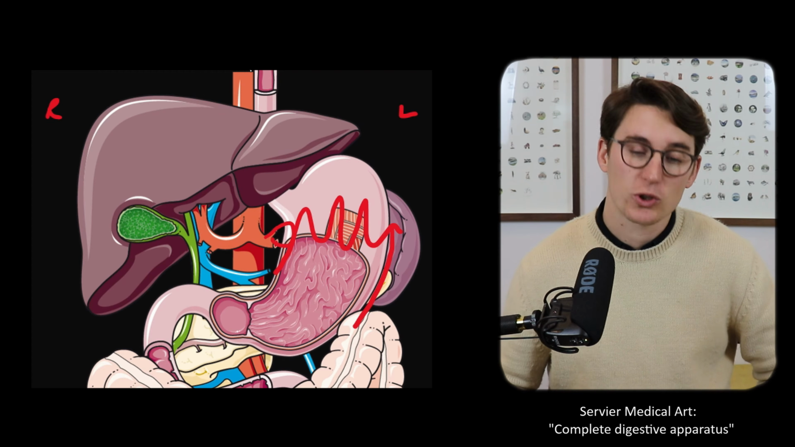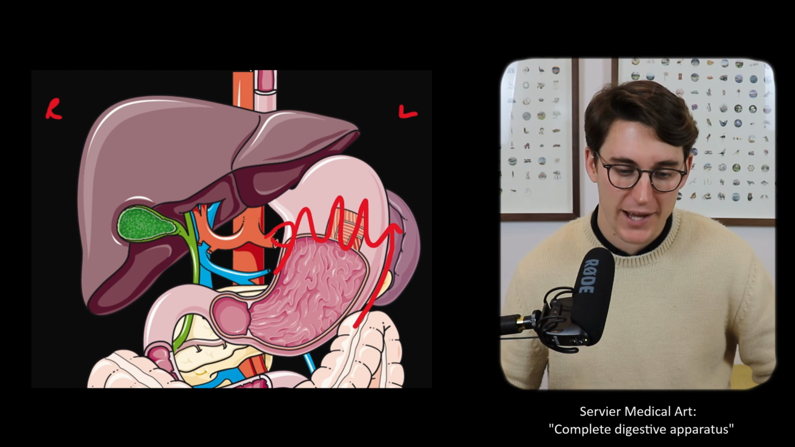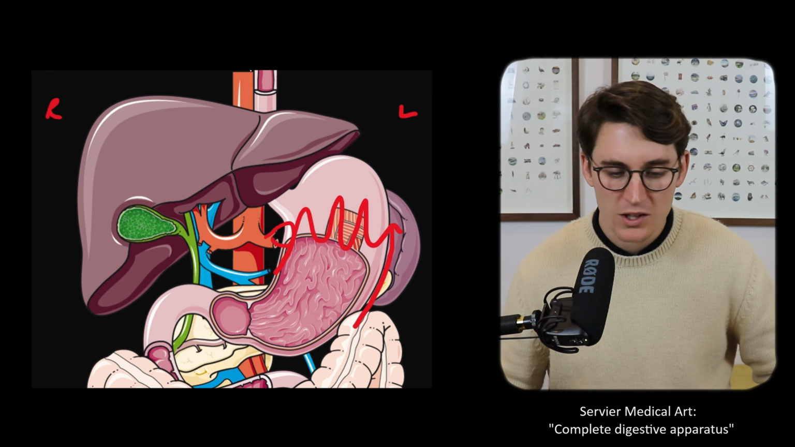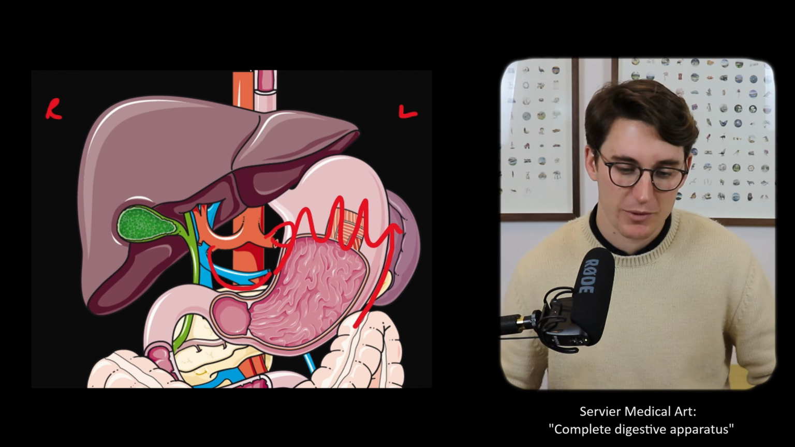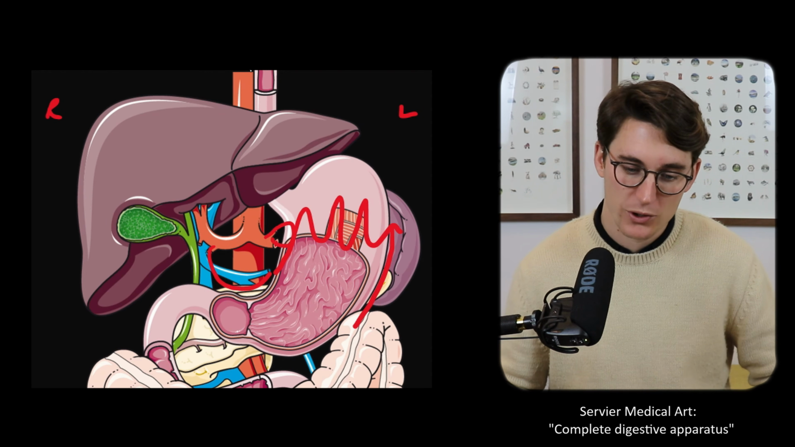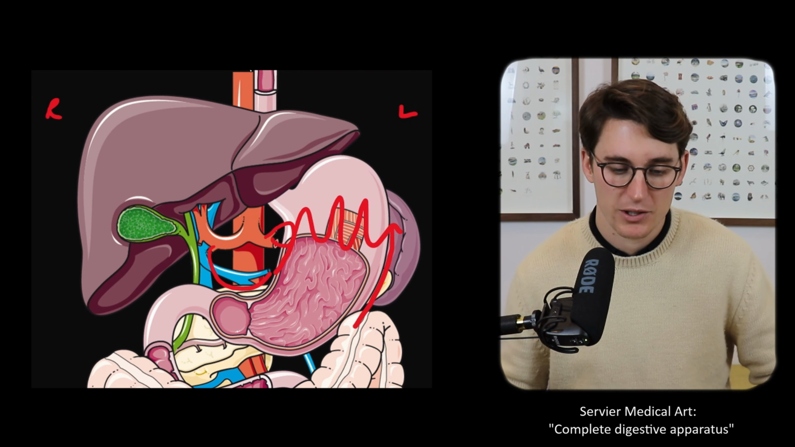Then our last branch off the celiac trunk is our common hepatic artery here. And the first small branch coming off the common hepatic is our right gastric artery here, which is going to supply the other side of the lesser curvature of the stomach. So you can see now we're covering both sides of that lesser curvature of the stomach.